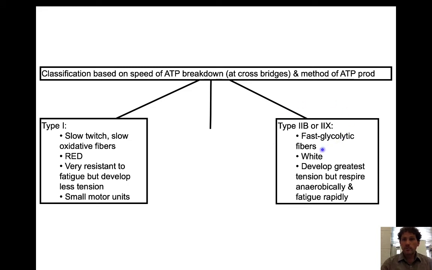Type 2B are our fast glycolytic fibers. So they are fast twitch. They're going to break down those cross bridges much faster, and they are going to be running energy through their glycolytic pathway, or through glycolysis. So they're going to be producing less ATP. These tend to be white in color, and they create the greatest amount of tension, but they fatigue very rapidly, okay, because they're going through that anaerobic pathway.